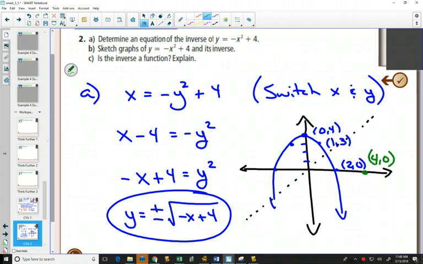I have 4, 0. Instead of 1, 3, I have 3, 1. Instead of 2, 0, I would have 0, 2. And maybe you want some points on your other side of your blue graph as well. Maybe you take negative 2, 0.